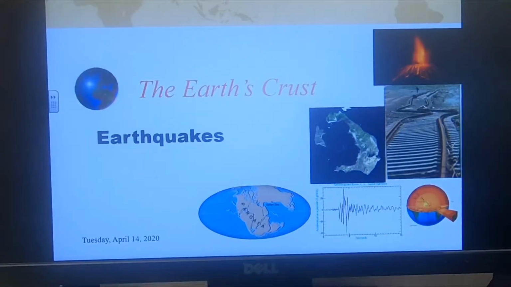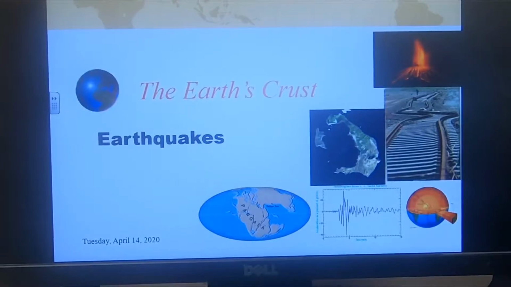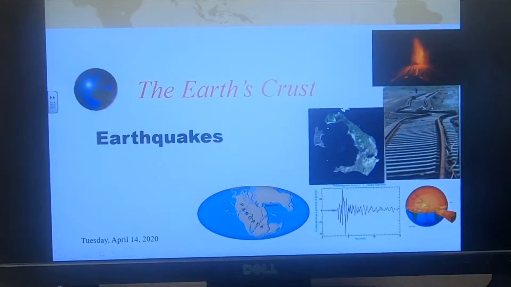Very much related to volcanoes, but slightly different. And we're going to go through a few different lessons. There'll be some labs for you to do, including the earthquake structure lab. But please follow along with the note-taking guide today to make sure you get all the information you need.